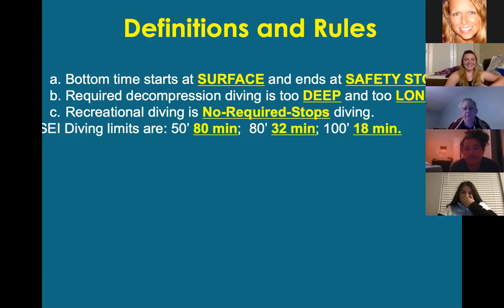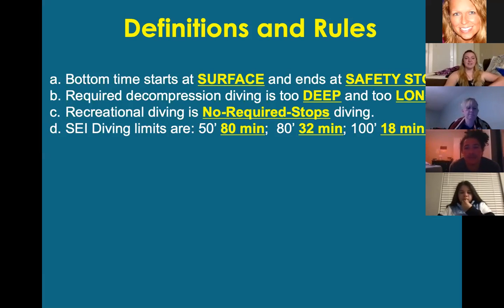Neat. Okay. So SEI diving limits are 50 feet for 80 minutes, 80 feet for 32 minutes, and 100 feet for 18 minutes. And those are all on your tables as well. You guys can see those from the tables. Plus we just went over them in the last slide.